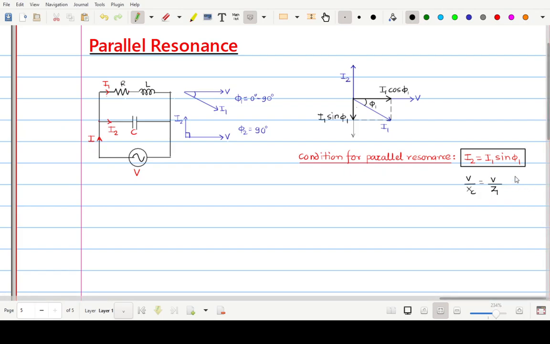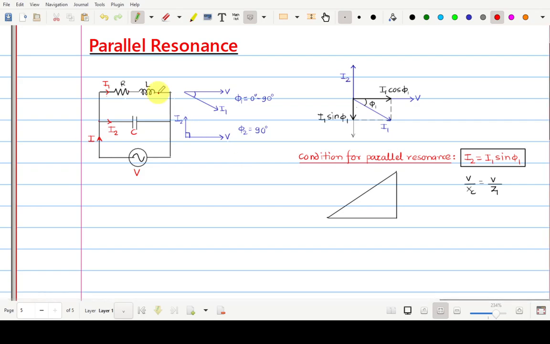Suppose Z1 is the impedance of the first branch. Now what about sin phi 1? In order to find the value of phi 1, we have to use the impedance triangle for the first branch. The first branch consists of an RL combination, so we will draw the impedance triangle. The impedance triangle for the first branch will be like this.